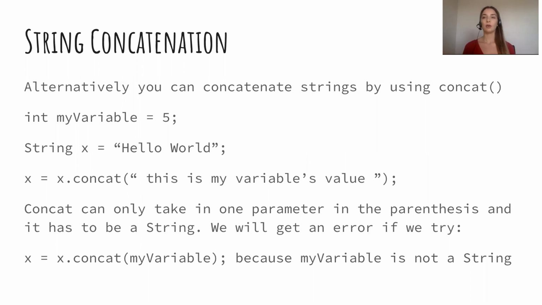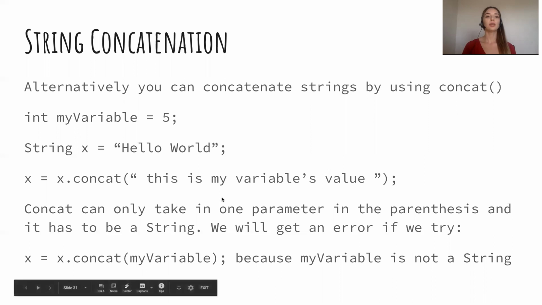We saw previously how we can use the plus sign to concatenate strings together. An alternative to this is using a concat method on these strings. So dot concat with parentheses will effectively do the same thing. For example, if we have a string x, hello world, and we say x.concat("this is my variable's value"), what this will do is grab x, which is hello world, and concatenate this is my variable's value, and it'll return that string: hello world, space, this is my variable's value.